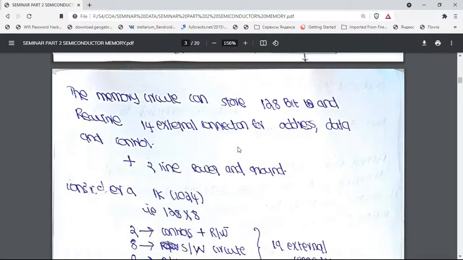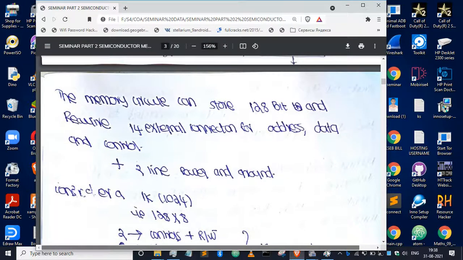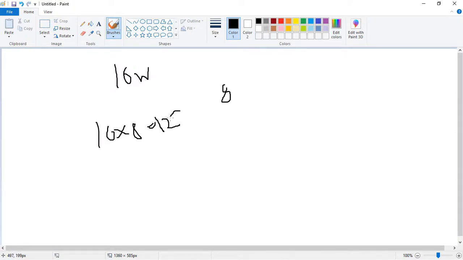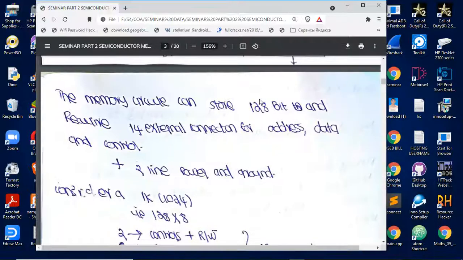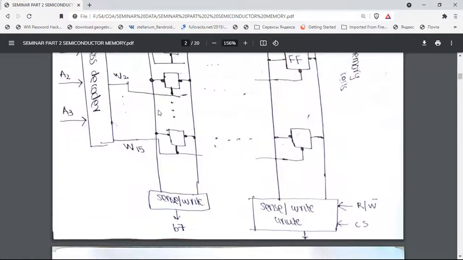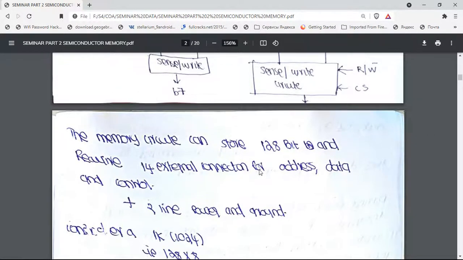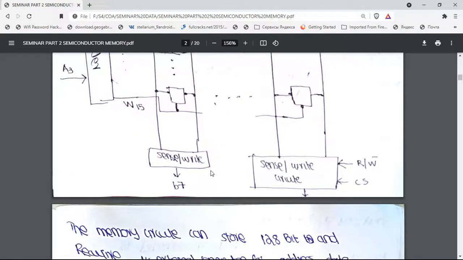The memory circuit can store up to 128-bit information. As we said, there are 16 words, and each word can hold 8 bits, so totally 16 into 8, that is equal to 128. So 128-bit information can be held by this circuit. The circuit requires 14 external connections. How it requires 14 external connections, I will explain.